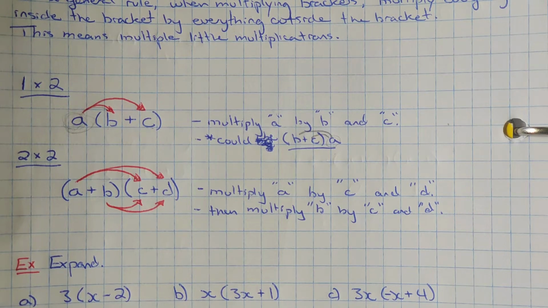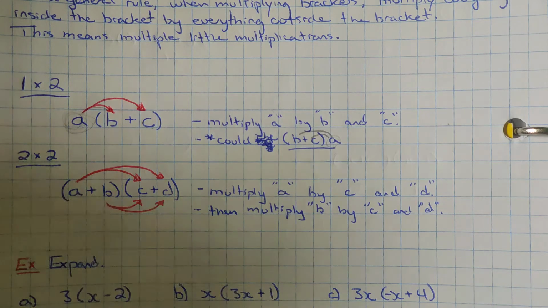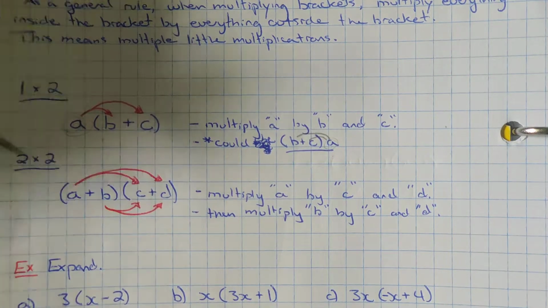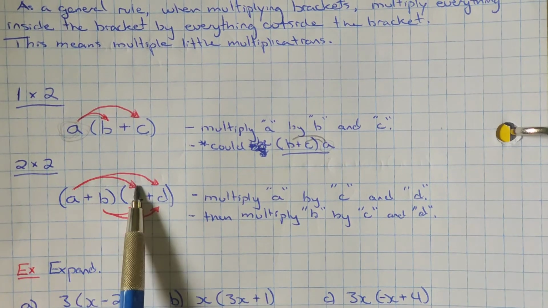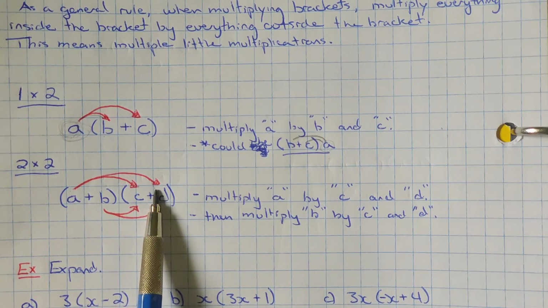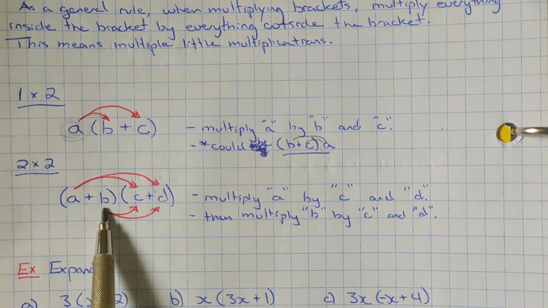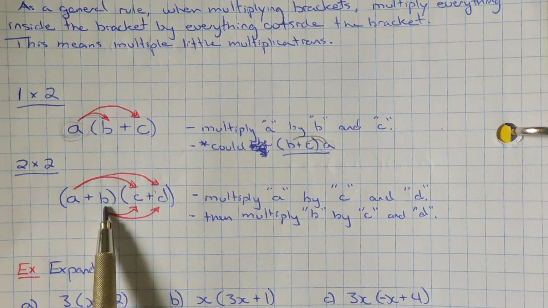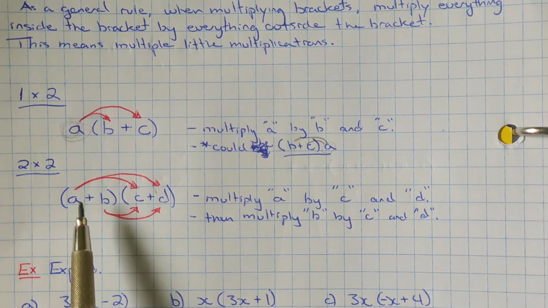The other case we're going to look at is when we have a bracket with two items times a bracket with two items. So a 2 by 2 here. And when we do those ones, it's the same kind of concept. We multiply everything in one bracket by everything in the other bracket. So here, I multiply everything, a times c, a times d, and then everything in the other bracket by b, b times c, b times d.